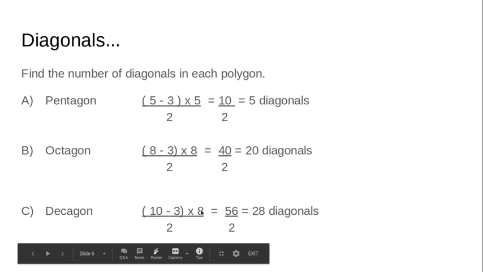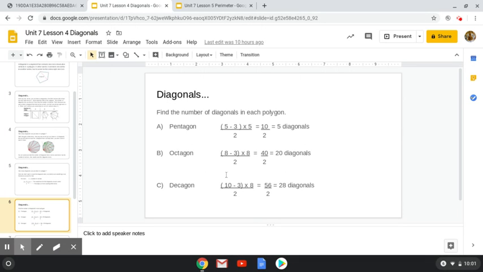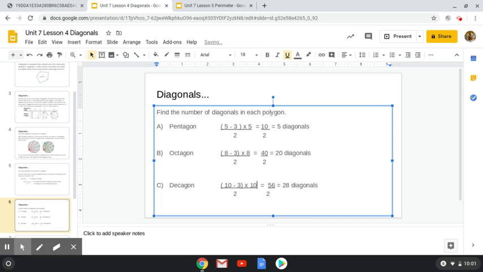Oh, and this should say 10 right here. This is incorrect. Let me fix this particular slide because I don't want to give you the wrong information. I think I copied and pasted from the question above it. So that's no good. We want to make sure to fix that. So let's see, 10 minus 3 is 7, and 7 times 10 would be 70. And then we're going to take 70 divided by 2, and that answer would be 35. So there should be 35 diagonals.